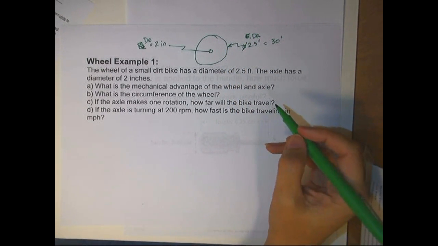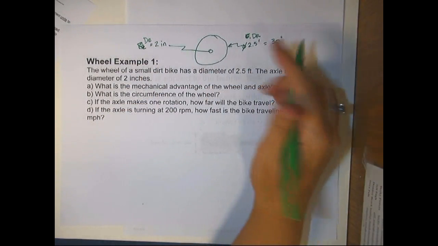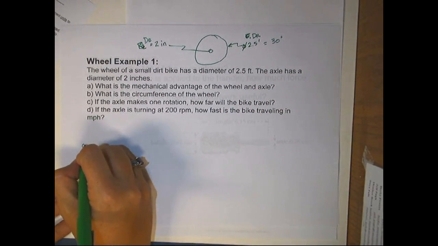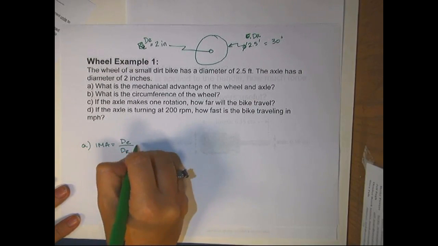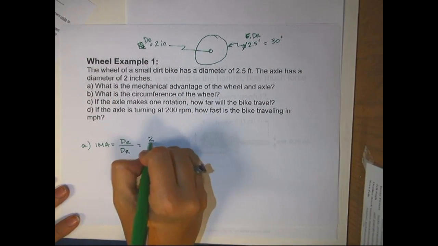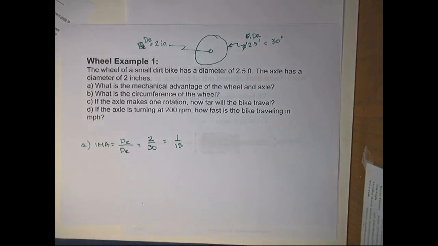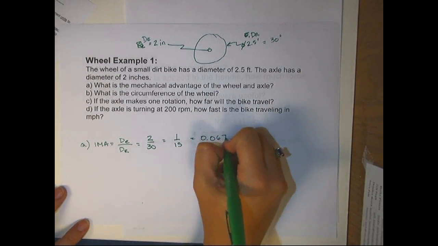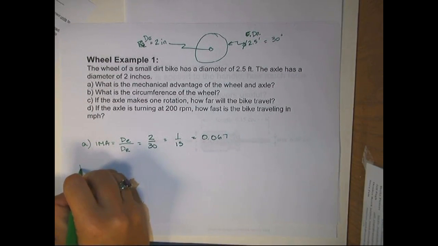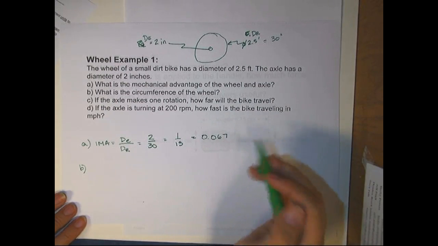Okay, so what is the mechanical advantage of the wheel and axle? If I only know distances so far, this has to be IMA. I'm going to put it down here. IMA equals DE over DR. DE is 2 over DR is 30, making it 1 to 15, or we could do that on our calculator and we get 0.067. And notice this was inches over inches, those cancel, no units on IMA.